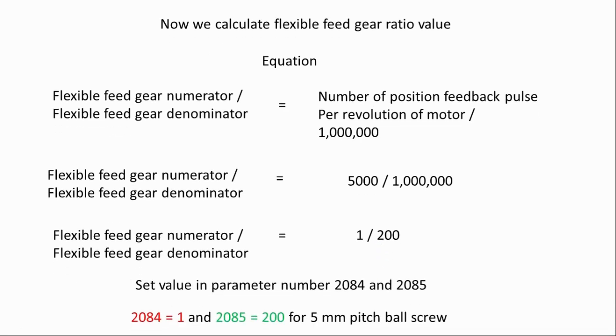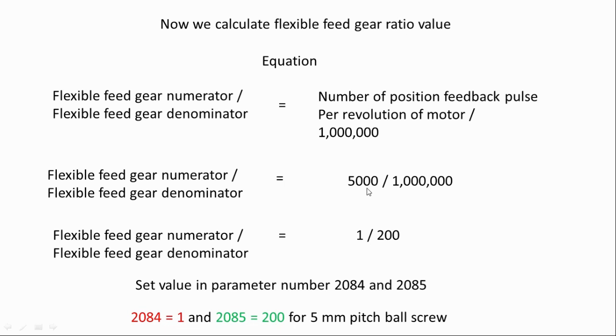And now we calculate the flexible feed gear ratio. See here, this 5000 value I have used. The formula for flexible feed gear ratio is: flexible feed gear ratio numerator divided by flexible feed gear ratio denominator equals the number of position feedback pulses per revolution of motor divided by 1 million value. Okay, this is assuming your maximum is 1 million. So this is 5000 divided by 1 million. This 5000 we have calculated previously, and this is 1 million pulses, 1 million or 10 lakh.